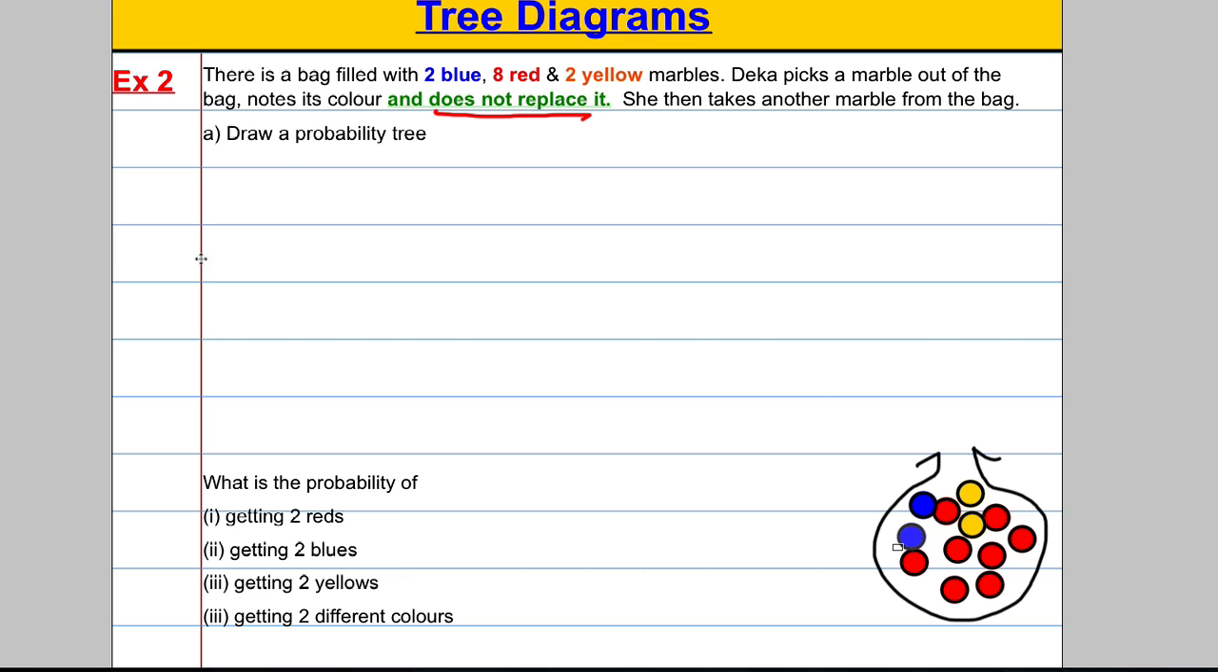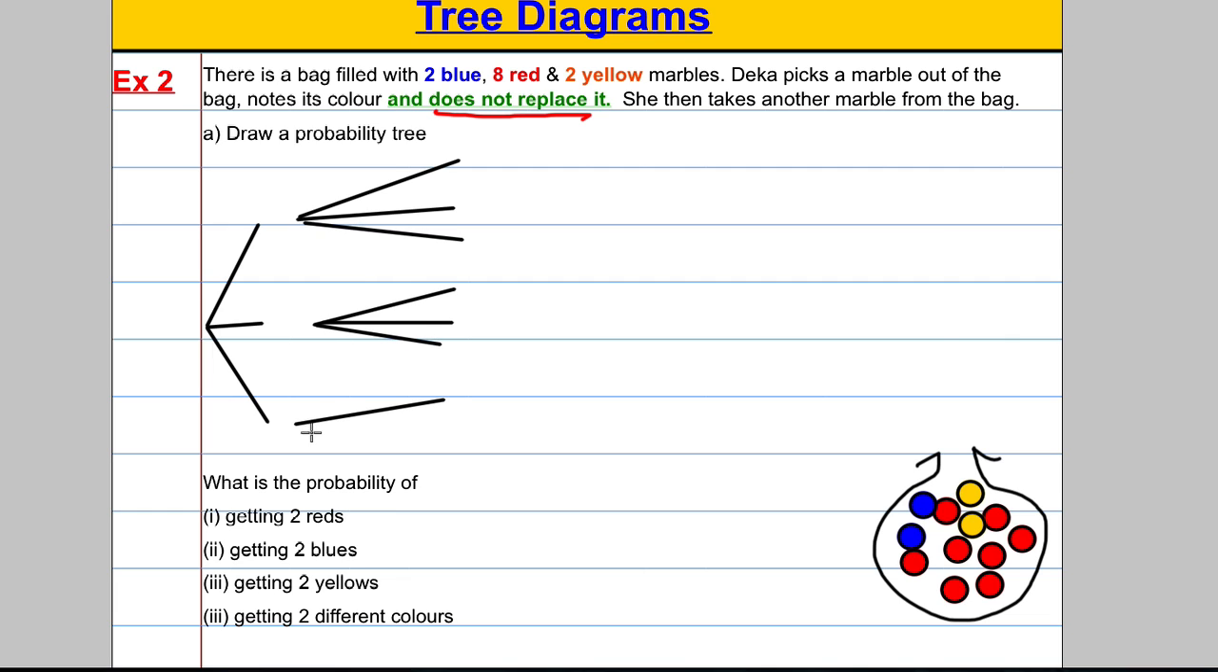So let's draw this one. There are 2 things that happen, and 3 possible things that can happen. Either she gets a blue, a red, or a yellow, and having done that, she gets a blue, a red, or a yellow, and so on for each branch. And we're going to fill it in.